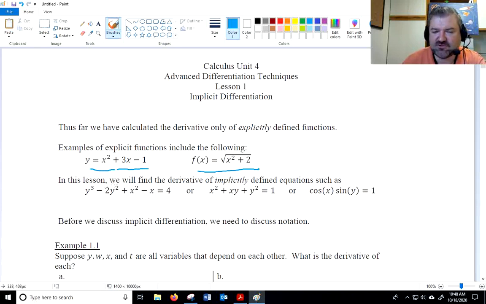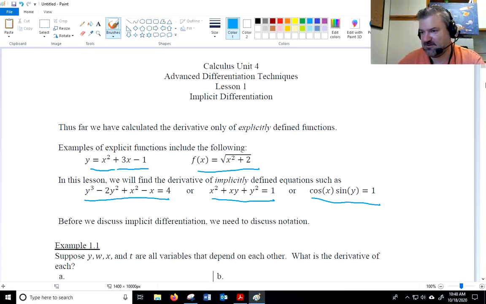But in this lesson, we're going to look at taking the derivative of implicitly defined equations. There's an implicitly defined equation. Here's another one. Notice it's not solved for any particular variable, right? Perhaps we could solve for the variable, but we don't have to because we can take the derivative just as easily explicitly or implicitly.